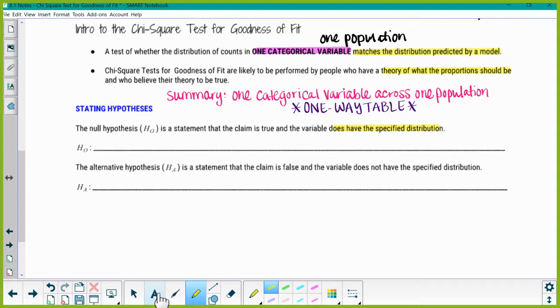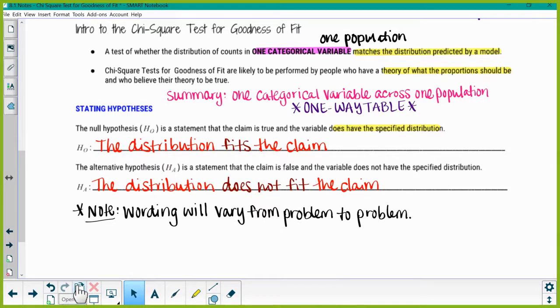Now, the unfortunate thing about chi-square testing, because we're not defining a parameter, because we don't have one particular thing we are looking at specifically, like we do with one proportion and two proportion z tests, we don't have a general way you should write your hypothesis every single time. So I do have a general idea of what it should look like, but it's going to vary from problem to problem, depending on what they want to know. So I like to write the distribution fits the claim or the distribution does not fit the claim. Now, again, you're going to want to add some context in here, but this is where you should be headed. This is the direction.